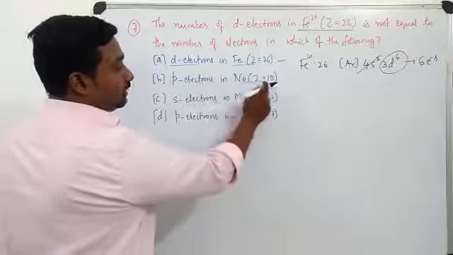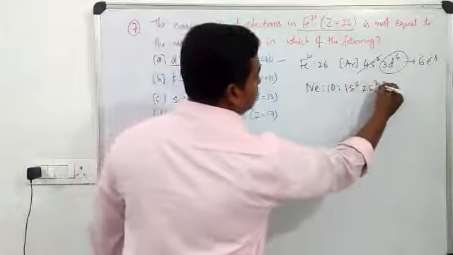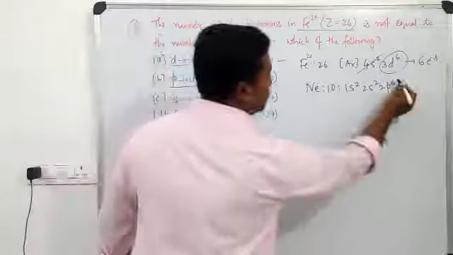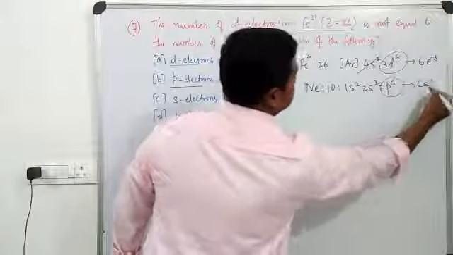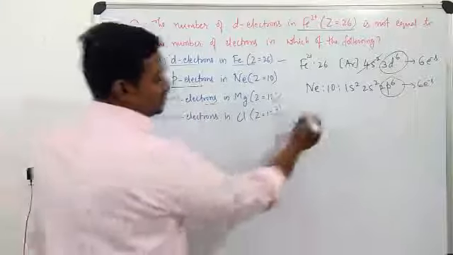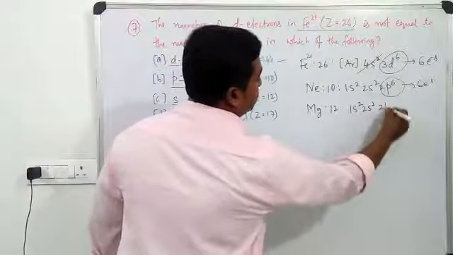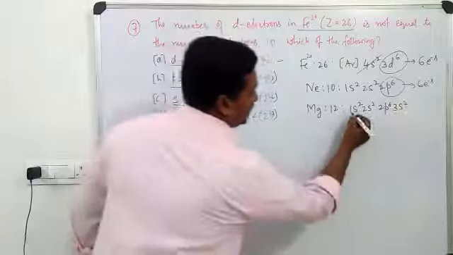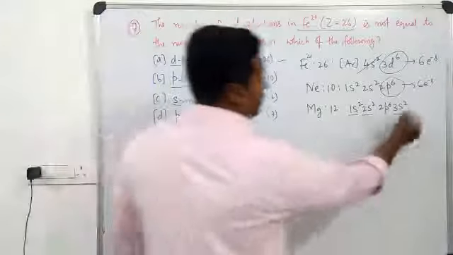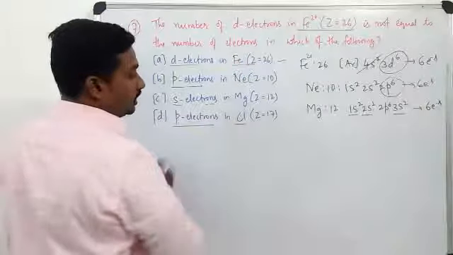P electrons in neon with atomic number 10, so I will consider neon, atomic number 10, 1s2, 2s2, 2p6. Now P electrons, how many are there? You can see 6 electrons, which means it is also equal. Option C says S electrons in magnesium, so I take magnesium, atomic number 12, written as 1s2, 2s2, 2p6, 3s2. Look at the s orbitals. There are totally 3 s orbitals, each having 2 electrons, equal to 6 electrons. Done.